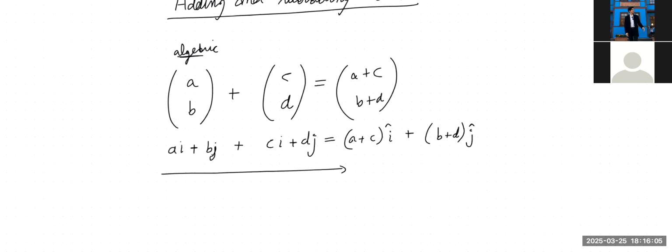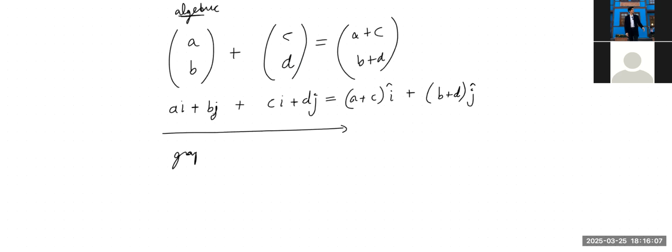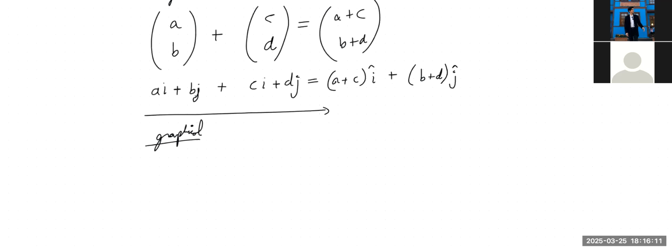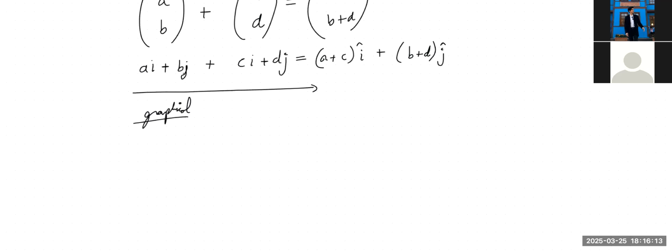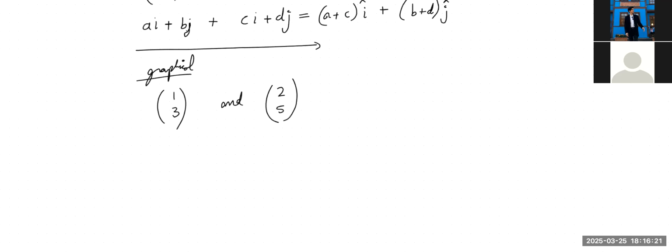But then there's the graphical method, which I don't think you'll ever need in an exam, but maybe, I don't know. For example, you have 1, 3 and 2, 5. Actually no, that's not graphical if I'm giving you numbers. The graphical method would require that you have the graphical representation of the two vectors, and that's all you have. For example, A and B.